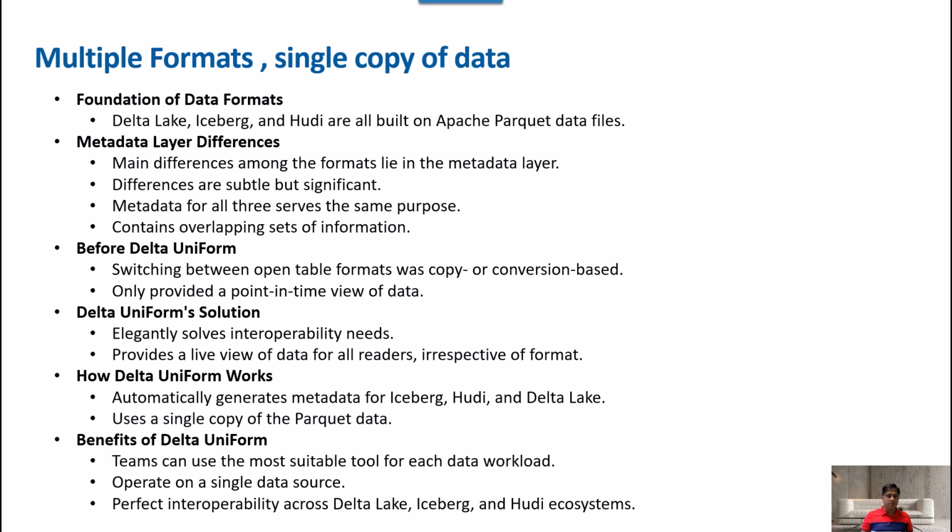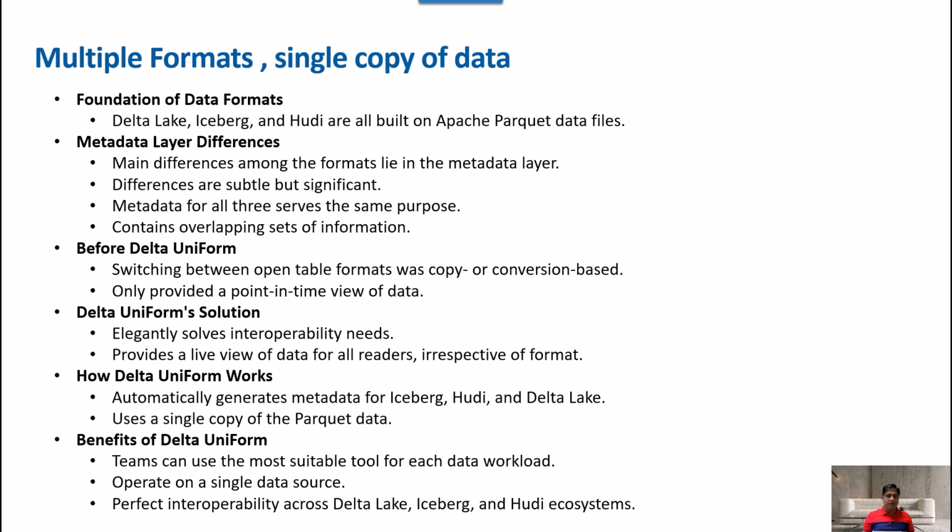The metadata of all three serves the same purpose, to understand the file, and there is some information that overlaps across the metadata of all three. Before Delta UniForm came, switching between open table formats was copy or conversion based. That means you needed to copy your data from one format to another, or copy and convert it. And that too only provides a point-in-time view of the data, because after you convert it, whatever data was available at that point will be your point-in-time data.